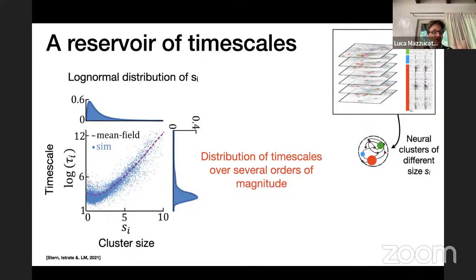So okay, this generates two timescales, but we want to have some network that generates the full heterogeneity of timescales that was observed in the data by Kavanaugh from the Wallis lab.